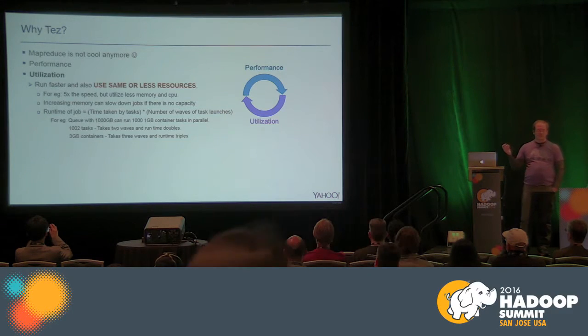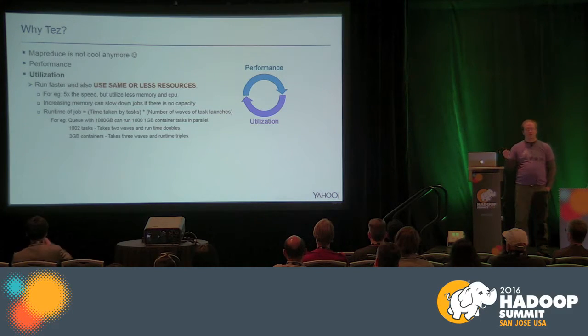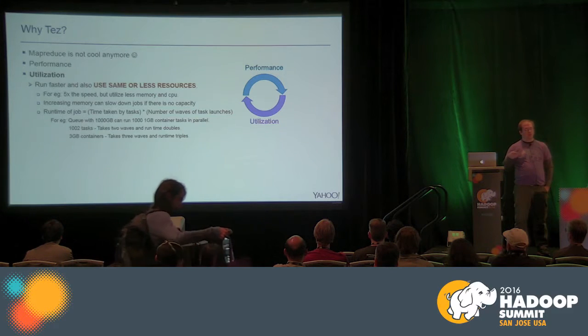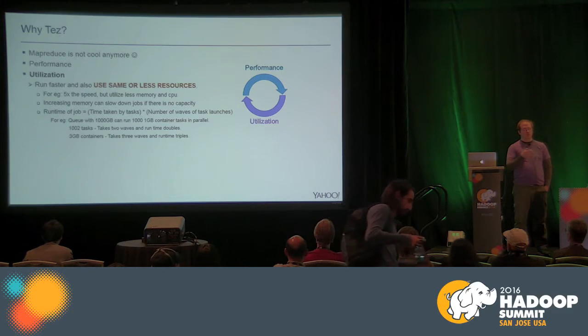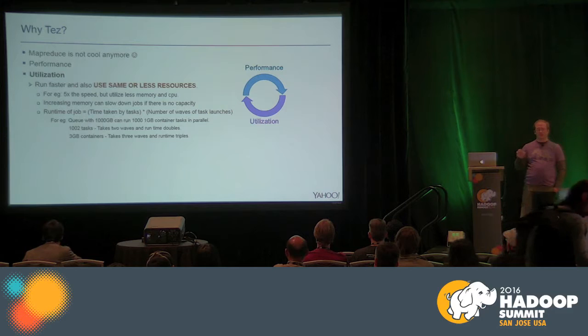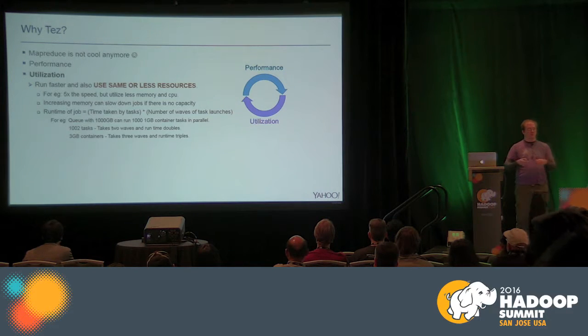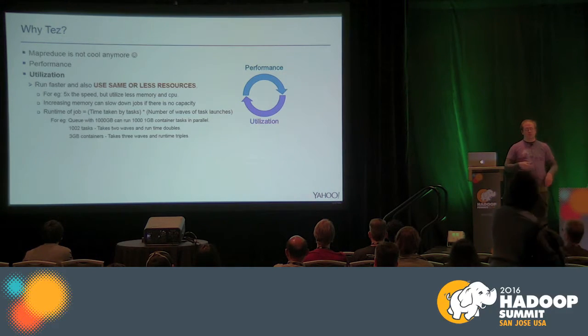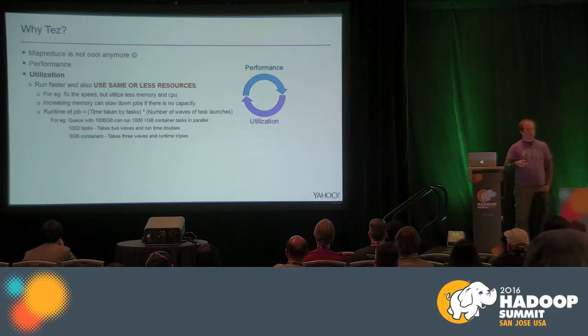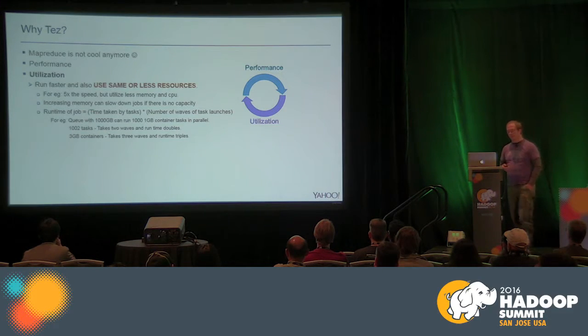And of course, we know this virtuous cycle. If my jobs can be more performant, they're going to use less resources. That gives me more resources to run more jobs. And vice versa, if I have more resources available, I can increase my job's consumption and make them more performant. So it's a virtuous cycle of performance and utilization.